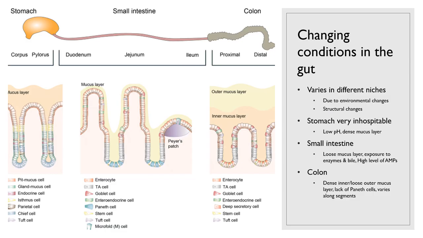Let's shift back towards our gastrointestinal tract and just discuss the changing conditions in the gut and how this leads to a very different microbiome in different areas of the gastrointestinal tract. As you can see here, if you look at the image on the left, there is quite a large variance between the stomach, the small intestine, and the colon. Just to give you a brief description of the differences.